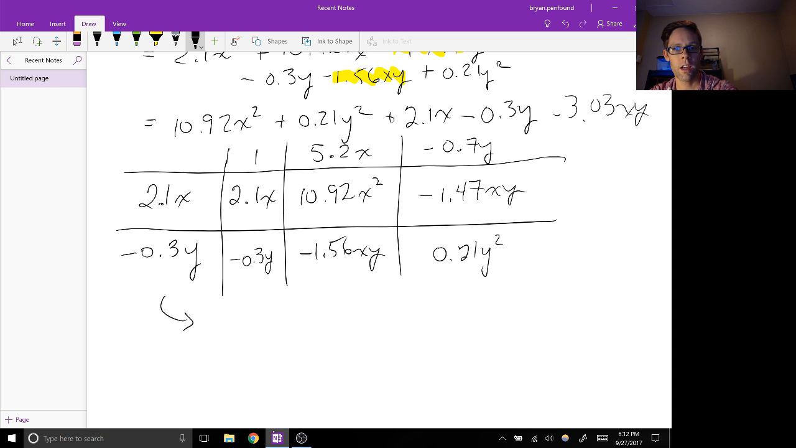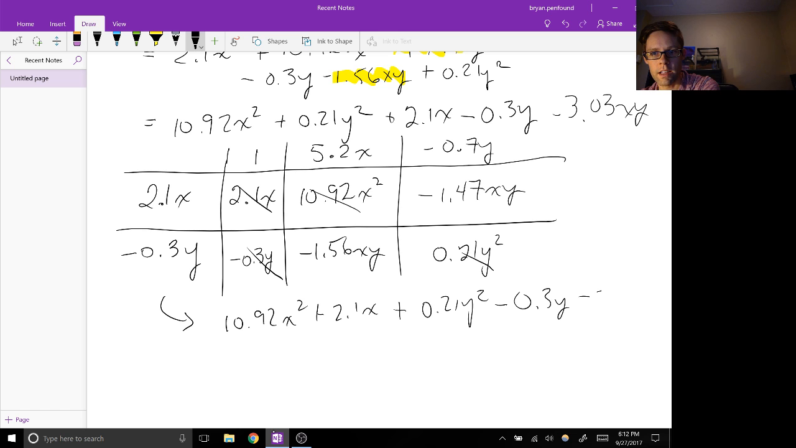Okay, and from here you can check through the different boxes inside of the array to see if you can add or subtract anything. So our 10.92x squared, we wouldn't be able to add that with any of these other terms, so that one's done. We have a 2.1x, a 0.21y squared, a negative 0.3y, and we have these two xy terms that we can subtract to get negative 3.03xy. So here's just an alternate way to work through this one using a different looking method.